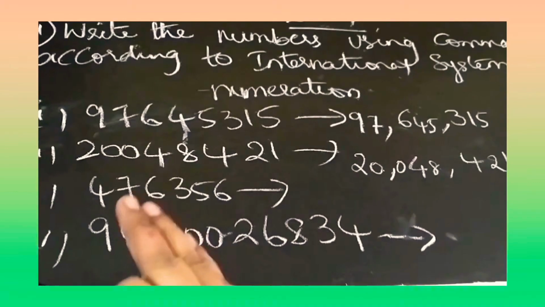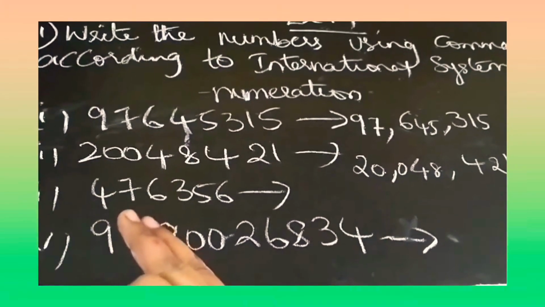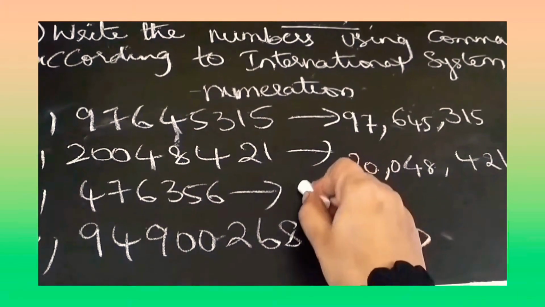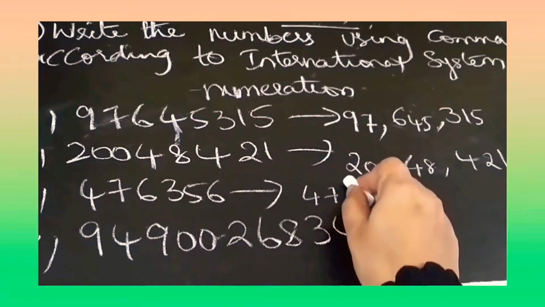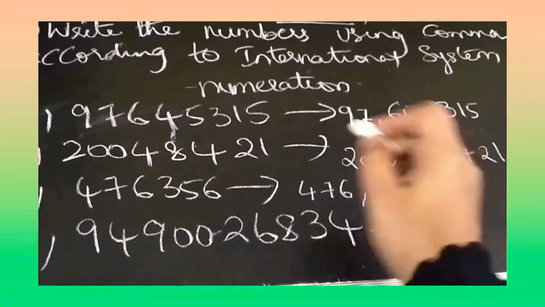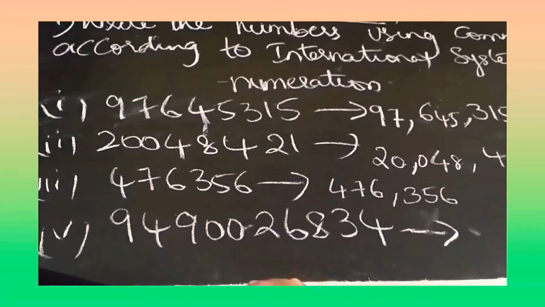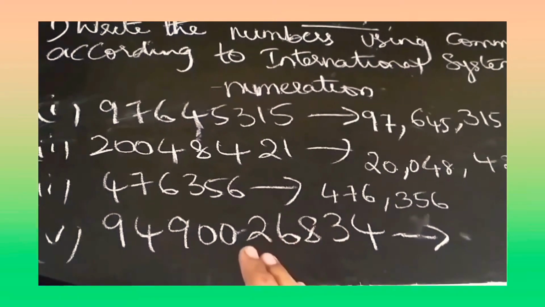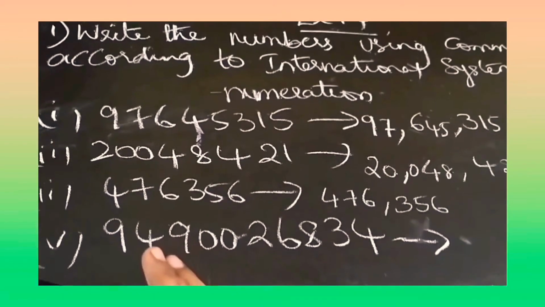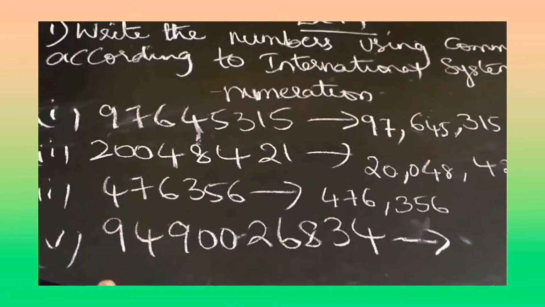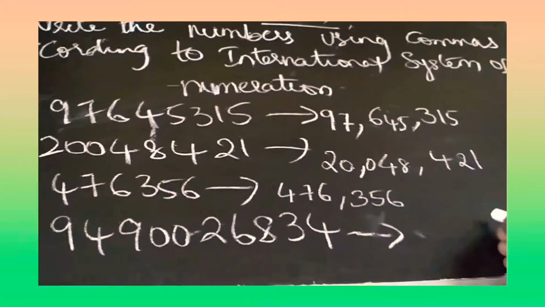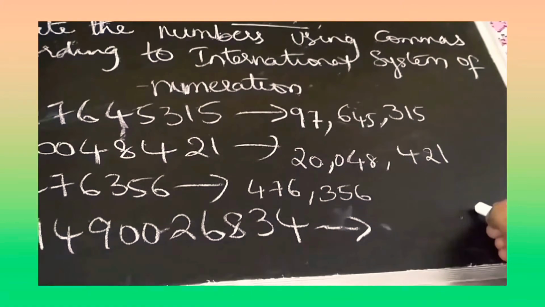Next one, again ones, tens, 100, 1,000, 10,000, 100,000. It is very easy. 476,356. Next is ones, tens, 100, 1,000, 10,000, 100,000, million, 10 million, 100 million, then billion. Here billion is there. What you have to do? Again we'll keep comma here.